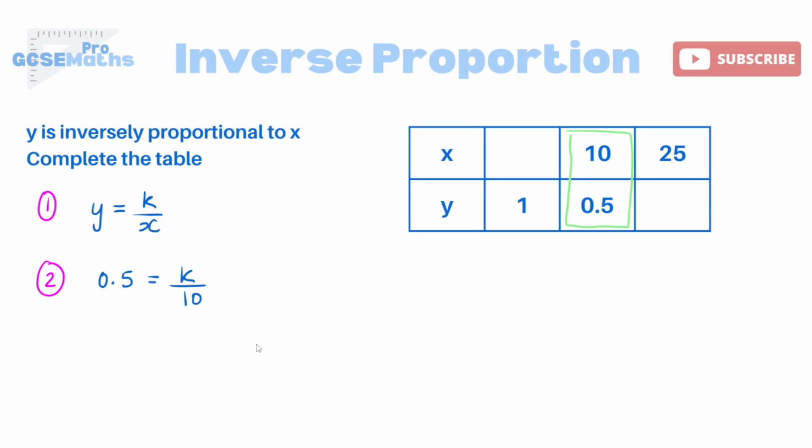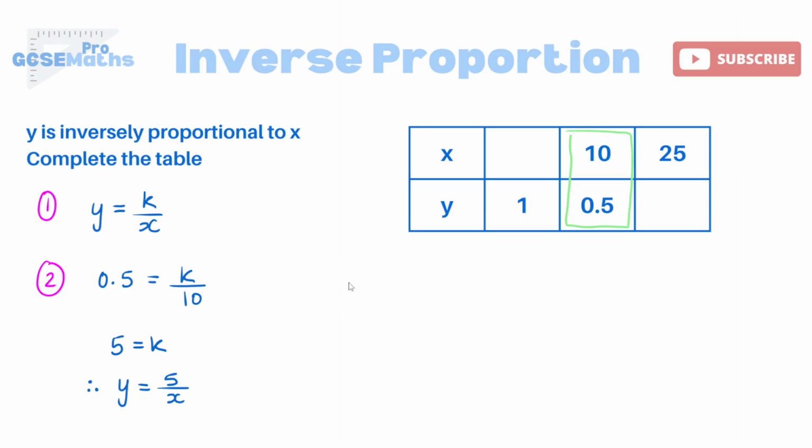Do you see how now I've got an equation where the only letter that I don't know is k? So think about just algebra. How can I solve this? To get k on its own, I just need to multiply across by 10. So 0.5 times 10 would just be 5. So for this particular proportion relationship, this particular question, the value of k is 5. Now what I like to do is then rewrite my formula, now knowing k is 5. So y is equal to 5 over x.